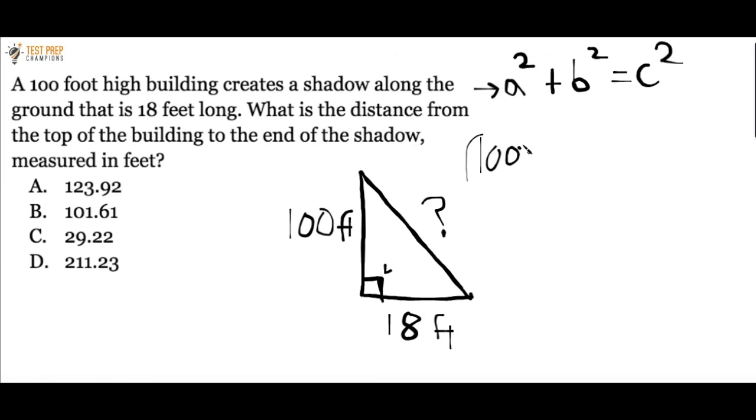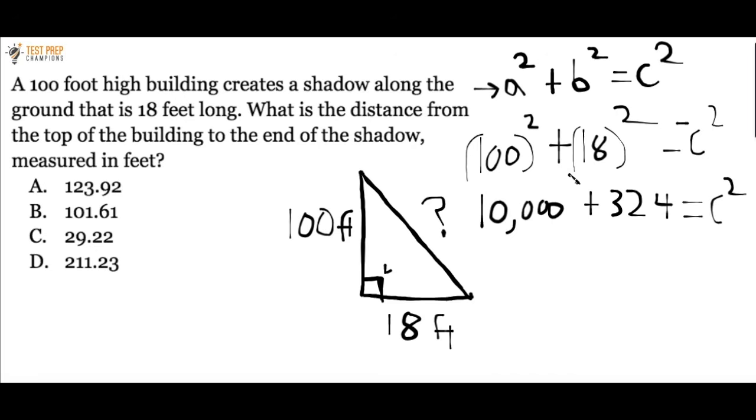So let's do 100 squared plus 18 squared, and this all equals C squared. So if I do 100 squared and 18 squared and rewrite this, I'll have 10,000 plus 324 equals C squared. So then if I add these up, I'll have 10,324 equals C squared.